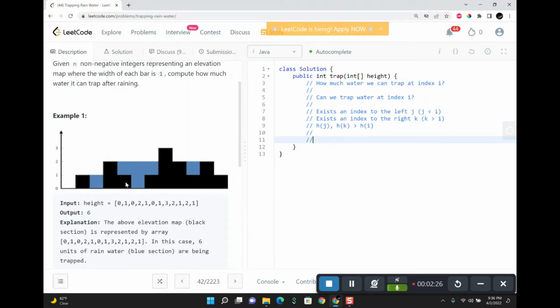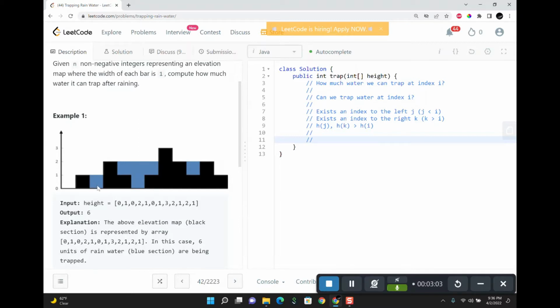So just to take a few examples, we can trap water at I equals 6. Why? Well, because index I equals 6 has an elevation of 1. There exists an index to the left of I equals 6, specifically at index I equals 3 with height 2, which is greater than 1. Similarly, there exists an index to the right of I equals 6 at I equals 7 that has height 3, greater than 1. So because I equals 6 is bounded both to the left and the right, we can fill up water at I equals 6, right? That's just one example. There's many other examples too.